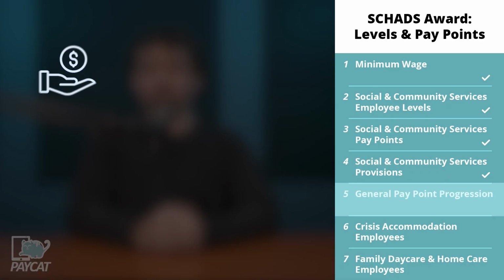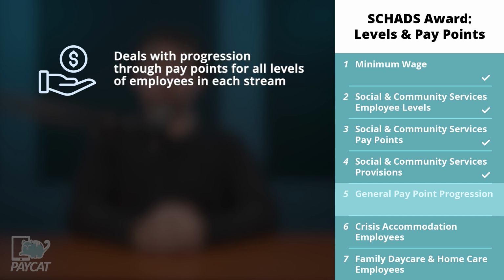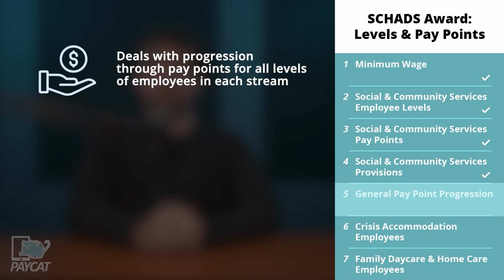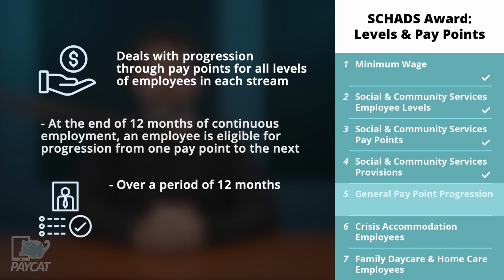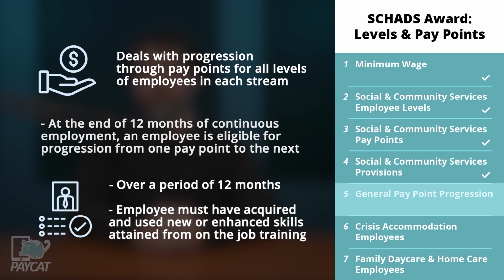The General Pay Point Progression Clause deals with progression through pay points for all levels of employees in each stream of the award. It basically says that at the end of 12 months of continuous employment, an employee will be eligible for progression from one pay point to the next if the employee has shown competency and satisfactory performance over a minimum period of 12 months at each level within the level. Not only that, the employee must have acquired and used their new enhanced skills that they would have attained from on-the-job training.